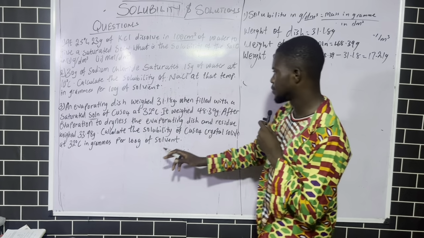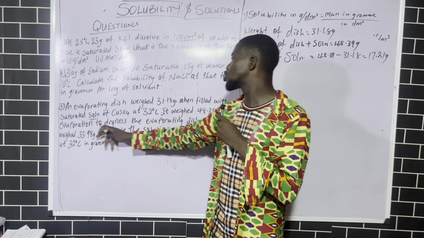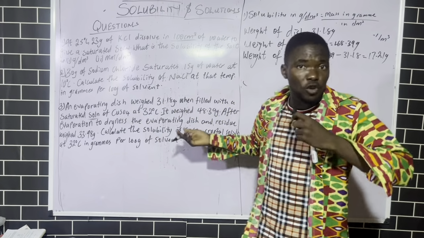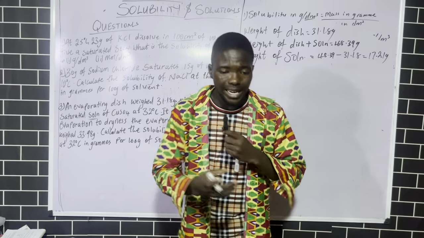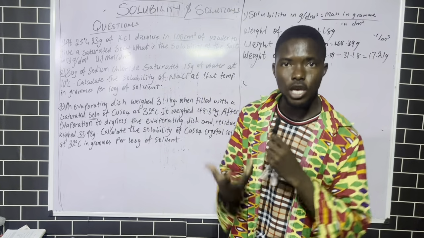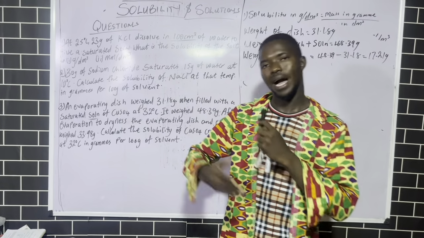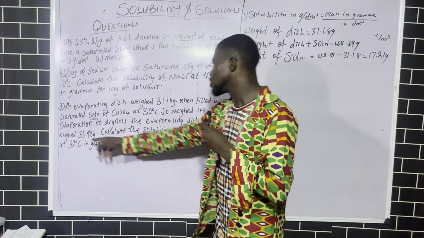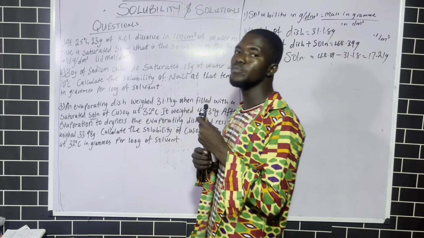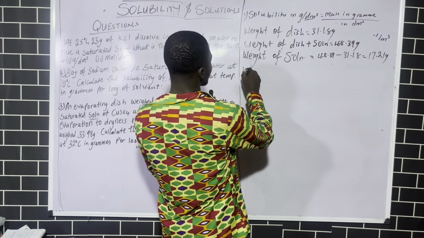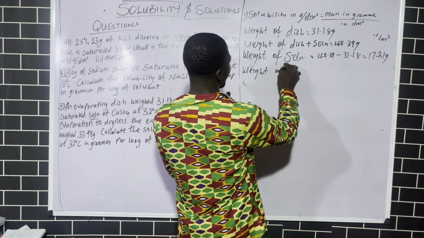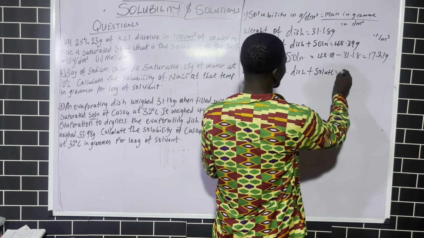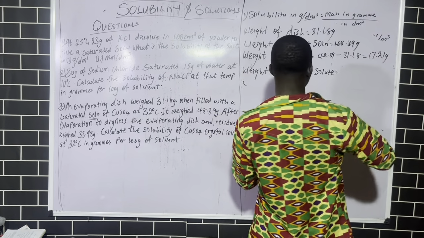The question further said, after evaporation to dryness, the evaporating dish and the residue is what's remaining. That's obviously the salt, because remember the evaporating dish is used for removing water from a solution. The solution contains the solute and the solvent. So if the solvent has been removed, what will be left is the solute. That's the salt. So if the evaporating dish and the residue weighs 33.98 grams, so weight of dish plus solute, I'll just call it solute, not residue, because that is the same thing, is 33.98.